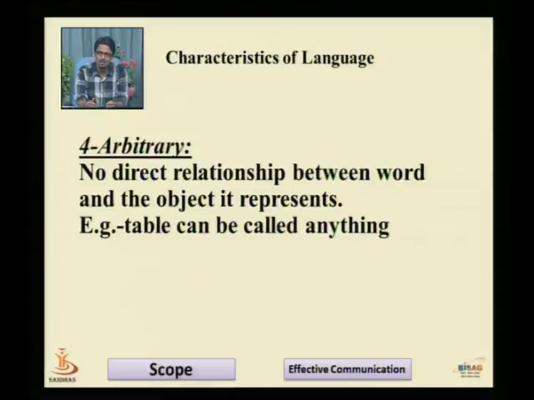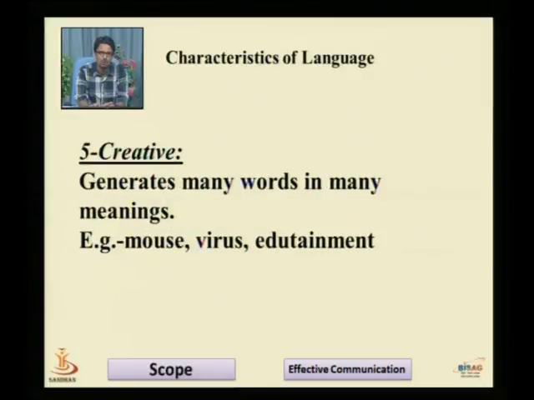So table could be called anything. It can be, but we do not do so. We call table as table only. We name it table only, right? Why do we do so? Why don't we call a table a pen or a file or anything else? So that is why there is no reason, no logic, no proof behind why we are saying this word for this particular object, and that is why it is called an arbitrary system. Let us move ahead.